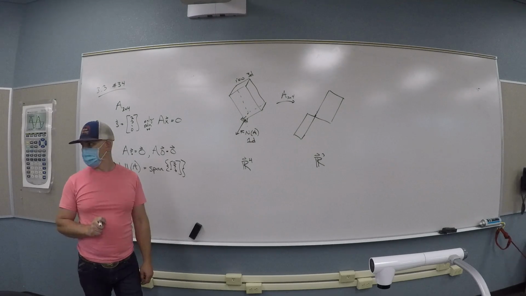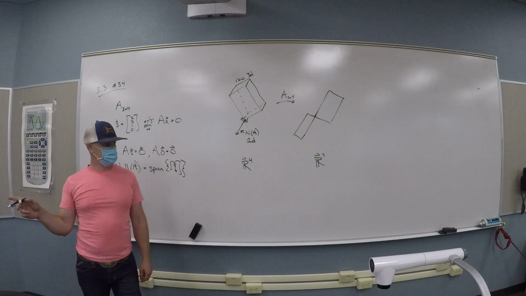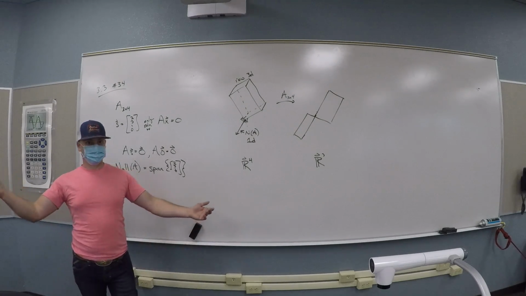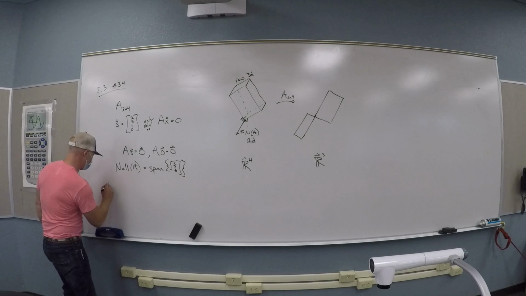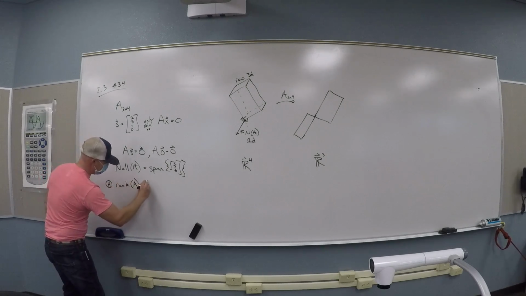So, rank was... Say that again? Would it be rank 3? Yeah, it's rank 3. Okay, so part A: rank of A is 3.